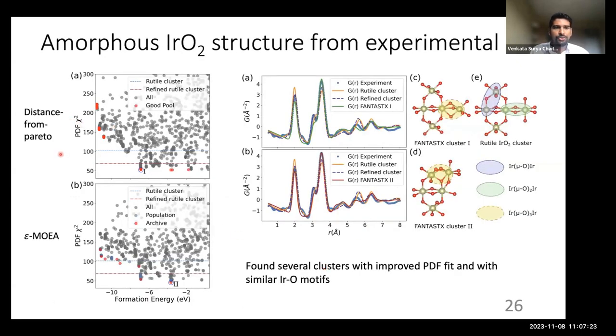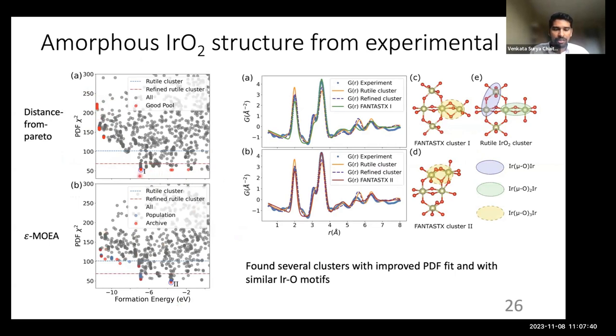Again, we perform the search using both distance from Pareto and epsilon MOE algorithms. We use VASP again here. And as you can see, in this case, there is no single better solution which corresponds to the structure, but we have a Pareto front in both the searches.